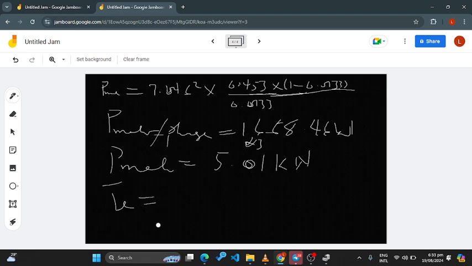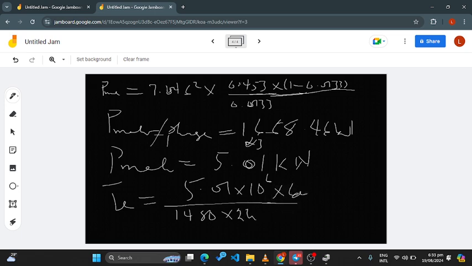Okay, so my torque TE is going to be the mechanical power, which is 5.01 times 10 to the power 3, divided by the rated speed, which is 1480. This is in RPM, so I multiply this by 2 pi, and divide by 60. This will give us the torque. So the torque, what are we getting? 32.33 Newton meters. Okay, so this is the rated torque.